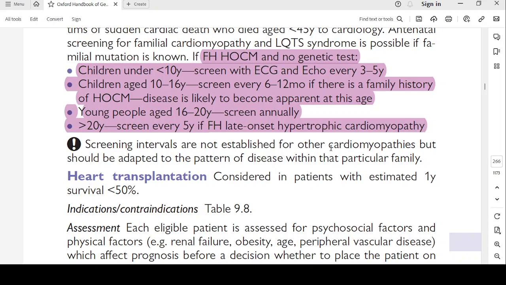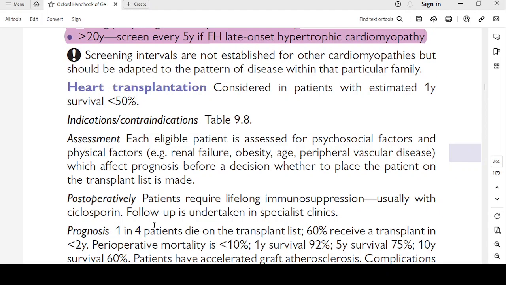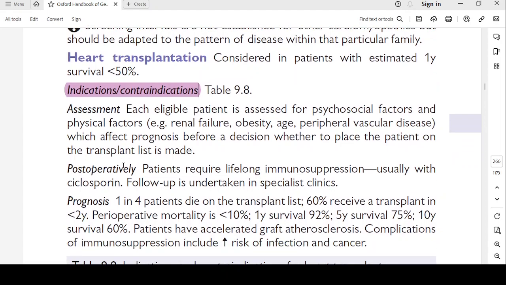Screening intervals are not established for other cardiomyopathies but should be adapted to the pattern of disease with that particular family. Heart transplantation is considered in a patient with estimated 1 year survival of less than 50%. Indications and contraindications for heart transplant are given in table 9.8. We will check that. Assessment.